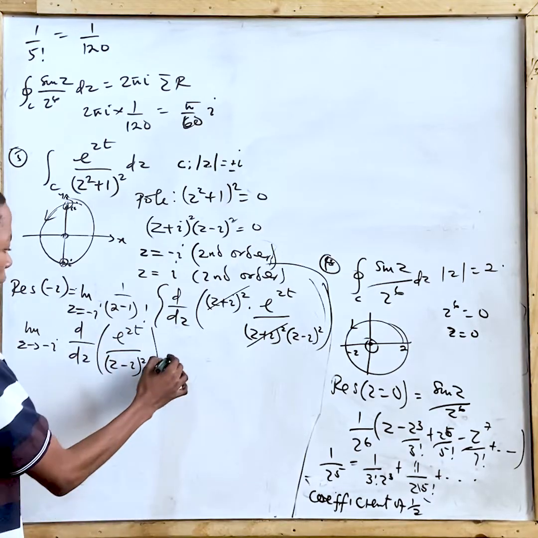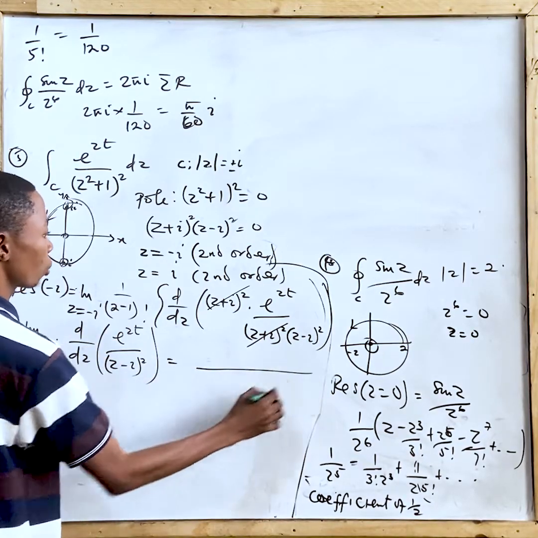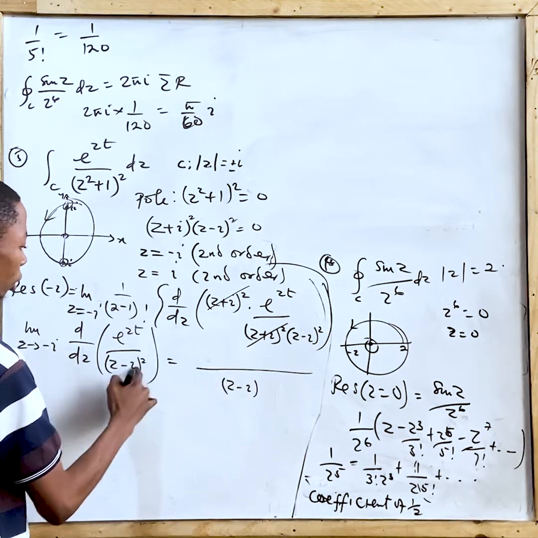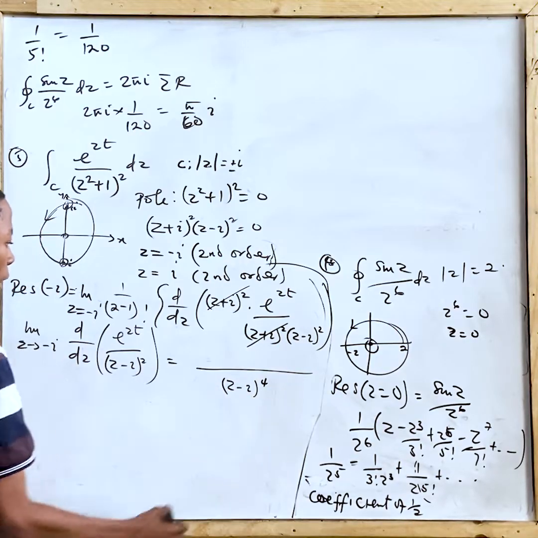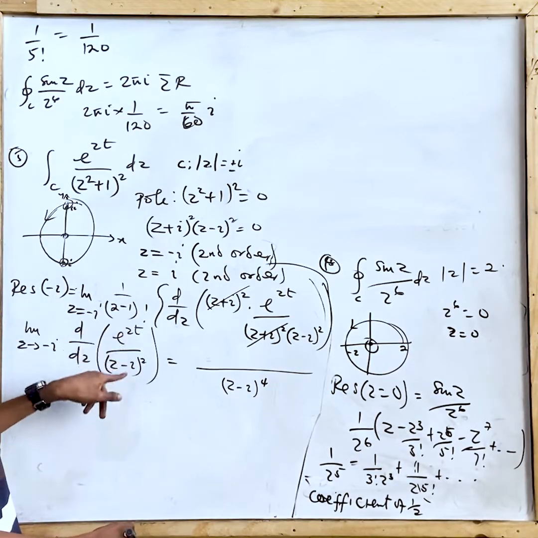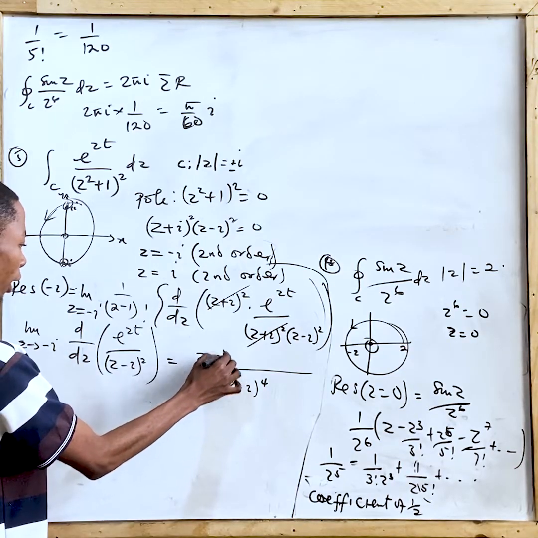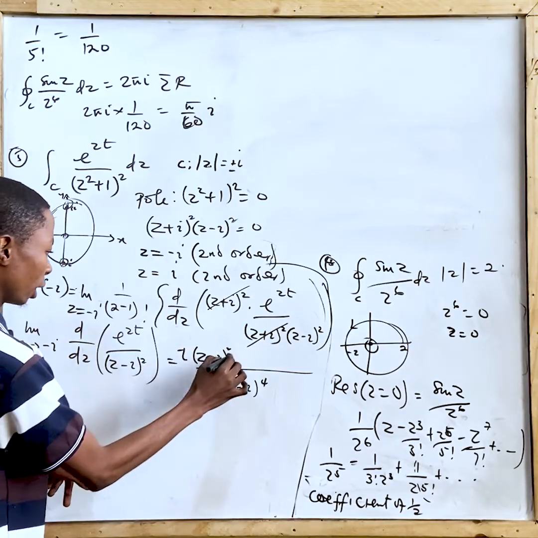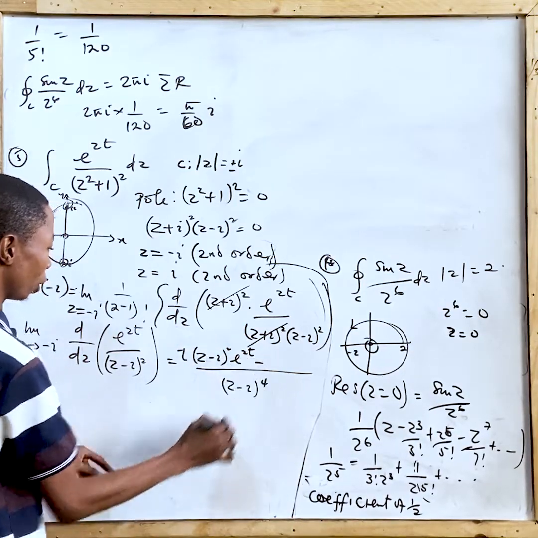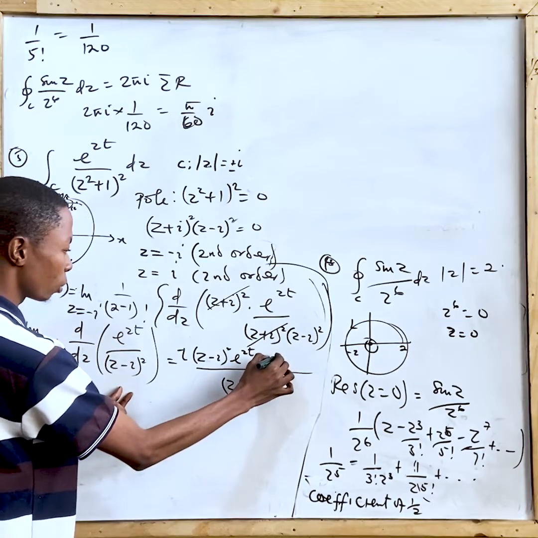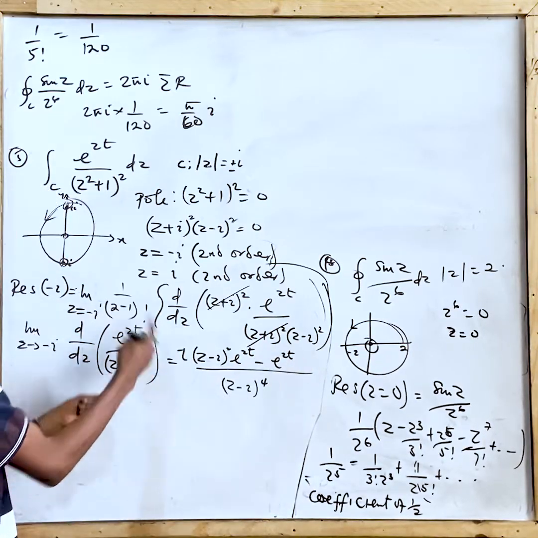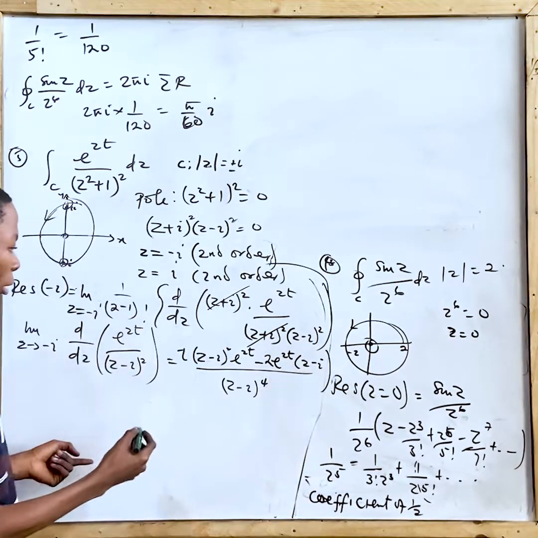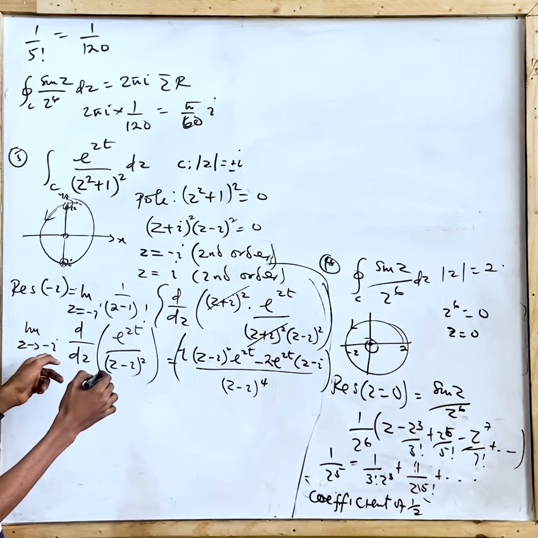So how do I differentiate this? Quotient rule as usual. If I want to use the quotient rule, carefully, the denominator will have a square, that will be (z minus i) raised to power 4. Then v du: write (z minus i) all squared, differentiate e raised to power zt, that's t e raised to power zt, minus u dv: write e raised to power zt, differentiate (z minus i) all squared, of course that will be 2 times (z minus i). So we are also taking the limit as z approaches minus i.